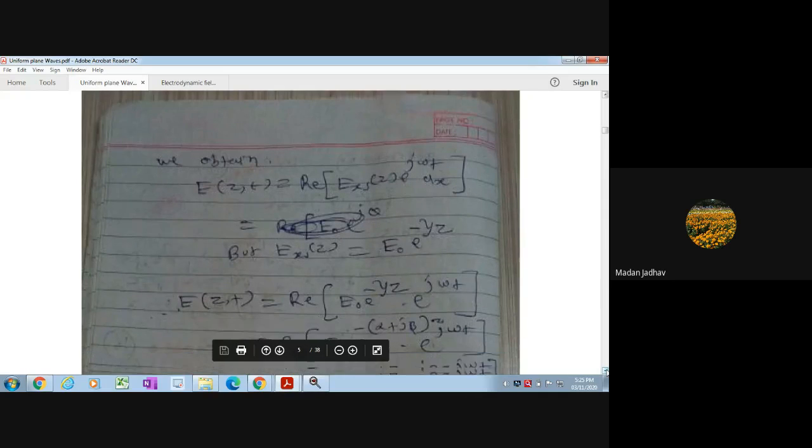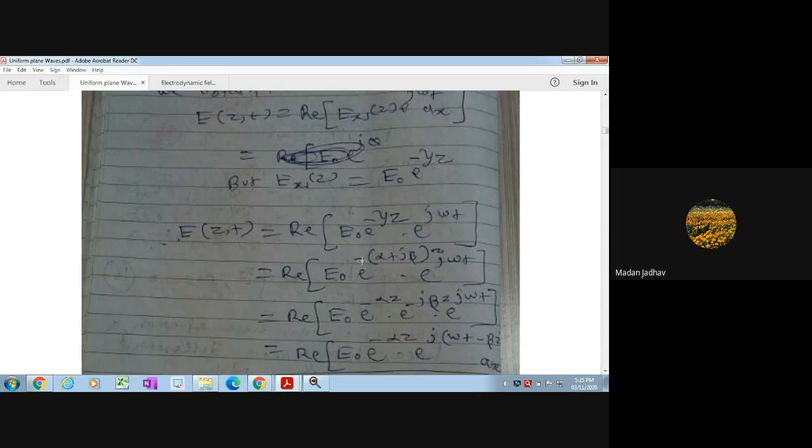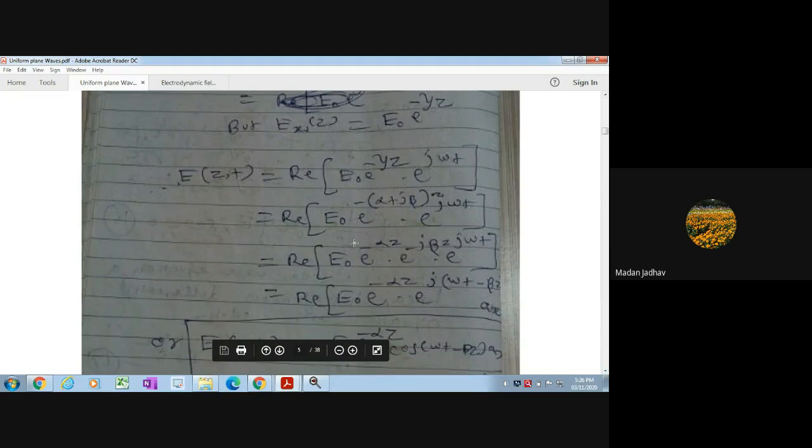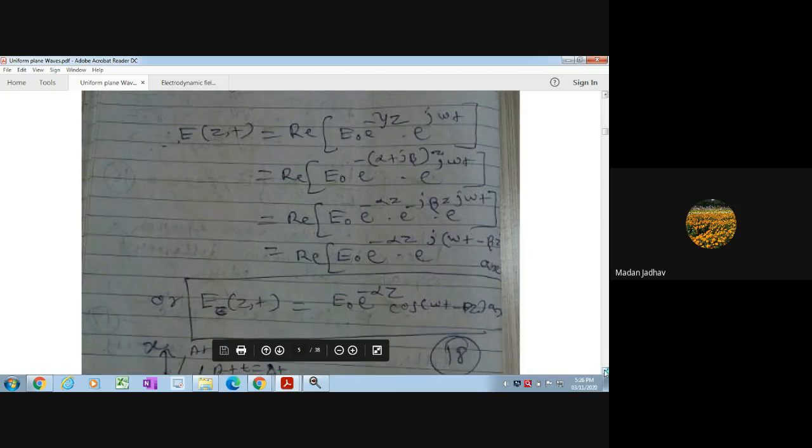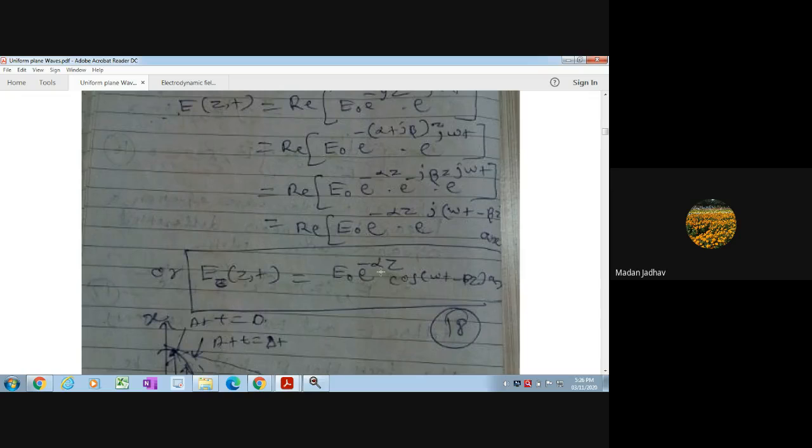Then afterwards we have expanded this equation. We substituted γ equal to α plus jβ and e^(jωt), and converted this exponential quantity into trigonometric form. Whenever we take the real part, we get only E0 e^(-αz) cos(ωt - βz) ax. This is the standard equation of the wave propagating through the medium, because this is the real part, real power is propagating through the medium.